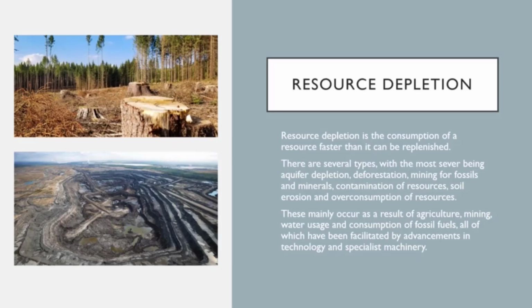Resource depletion is the consumption of a resource faster than it can be replenished. There are several types, with the most severe being aquifer depletion, deforestation, mining for fossils and minerals, contamination of resources, soil erosion, and overconsumption of resources. These mainly occur as a result of agriculture, mining, water usage, and the consumption of fossil fuels, all of which have been facilitated by advancements in technology and specialist machinery.